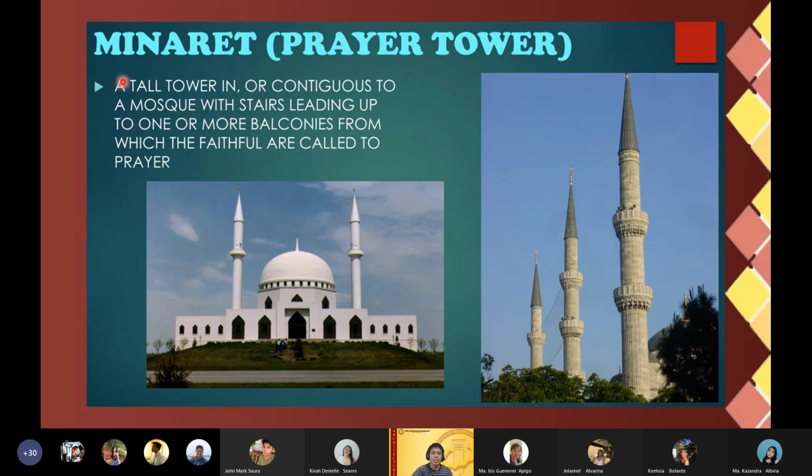Okay, so what does this mean, the minaret? A tall tower in or contiguous to a mosque or church, so you can put it on a church, with stairs leading up to one or more balconies from which the faithful are called to prayer. So before, the minaret was used for calling people to prayer.